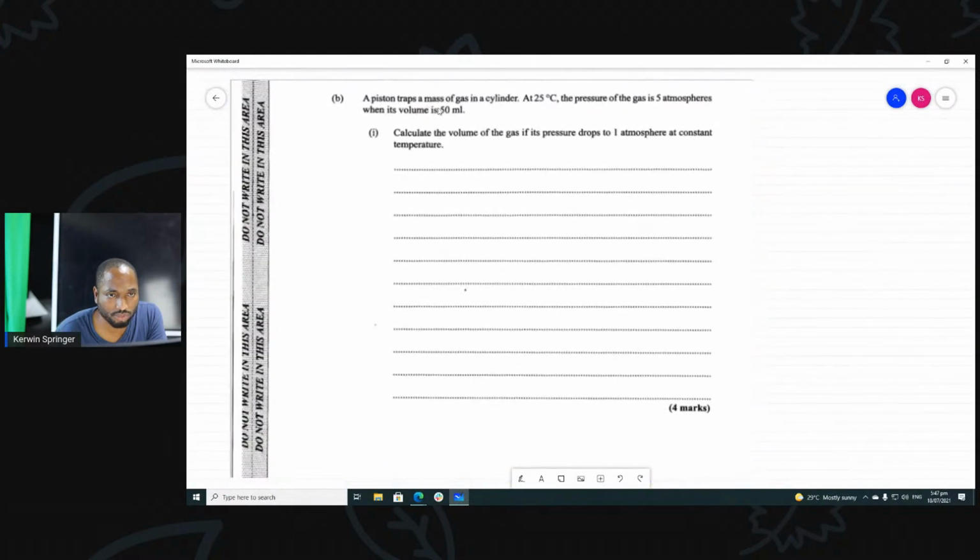A piston traps a mass of gas in a cylinder at 25 degrees Celsius. The pressure of the gas is 5 atmospheres when its volume is 50 milliliters. Well, I read that whole thing, I didn't see anything anyhow. Let me just calculate the volume of the gas if its pressure drops to 1 atmosphere at constant temperature.